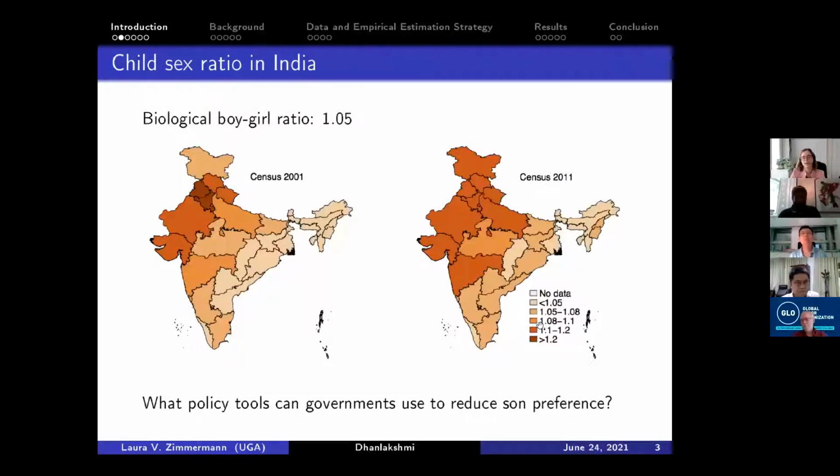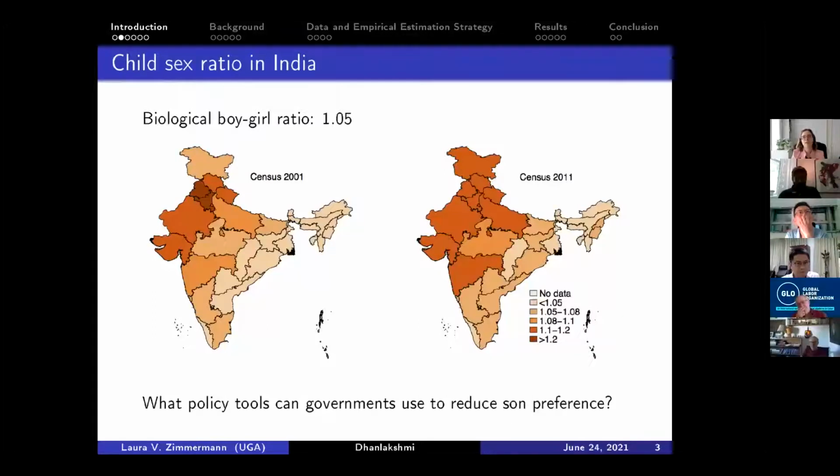Everything from a darker orange down to red are states that have a sex ratio that is skewed towards boys a lot more than we'd expect based on these biological ratios. As you can see, even over the 10-year period, more of that map becomes red or darker orange. So even with modernizing forces like massive economic growth and higher education levels, the problem of son preference only seems to become more urgent rather than improving.